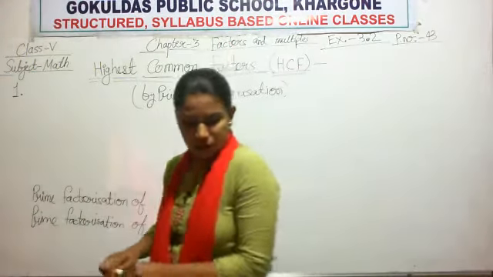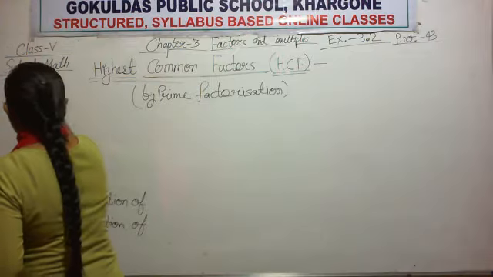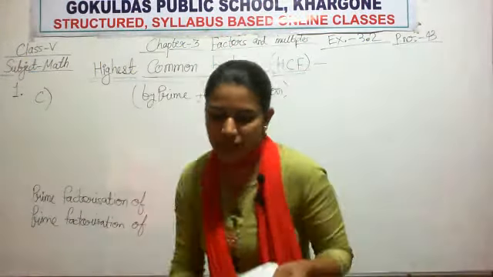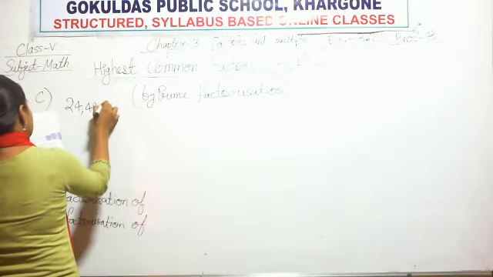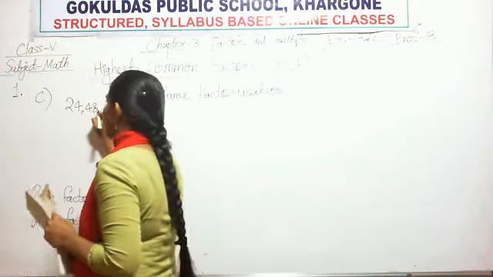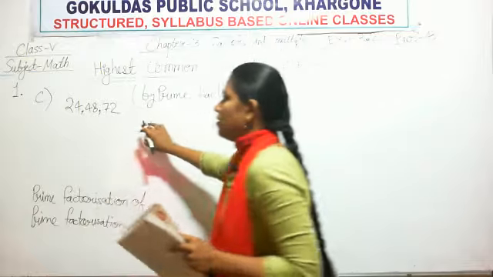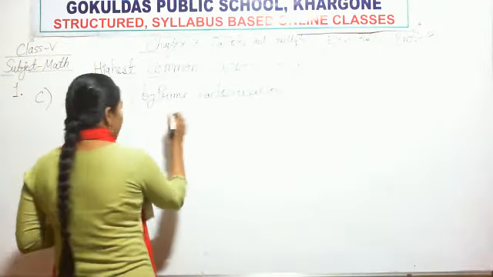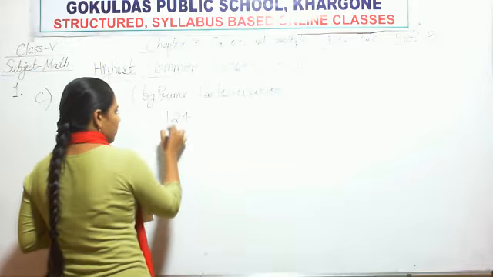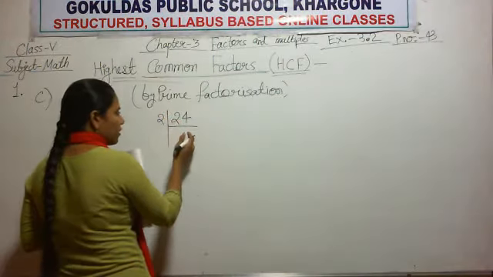Question number 1, question C. We are doing C. We have 3 numbers, right? 24, 48, 72. Now we have 3 numbers for which we want to find the HCF, right? So we have to find the prime factorization for all the 3 numbers.